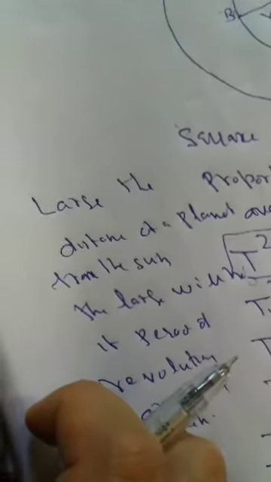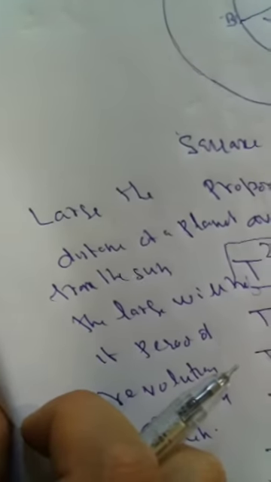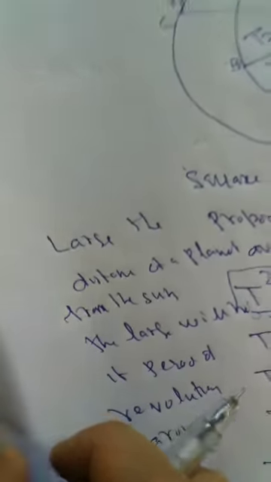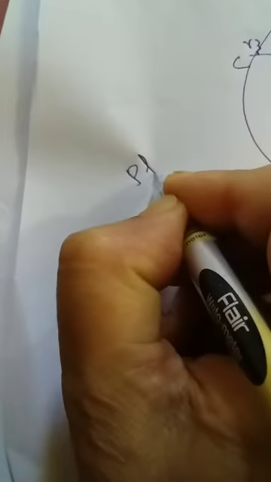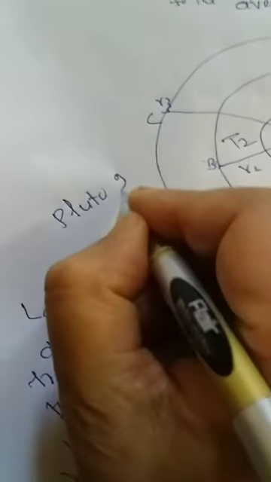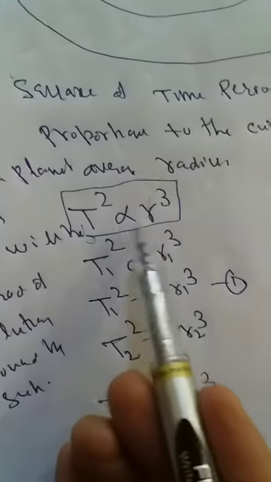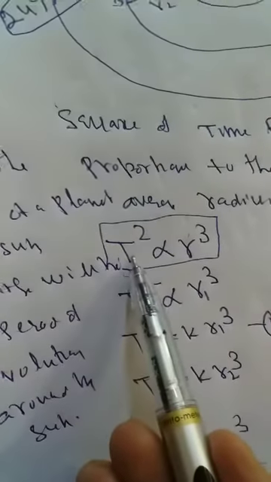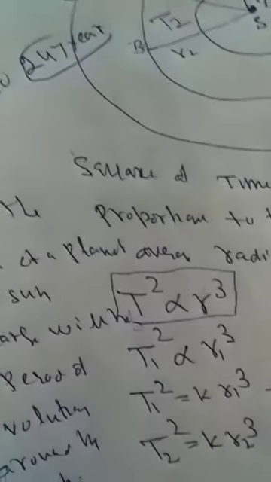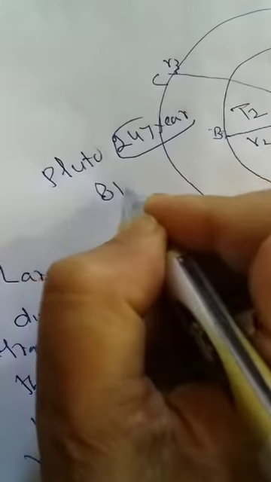That is why we know the planet that is the farthest, Pluto, which is the farthest planet from the sun, lies in the outer ring. Its period of revolution is 247 years. Because from this relation, the nearer the planet, the smaller the time period, and the farther the planet, the larger the time, because they have a direct relation. The nearest planet, Mercury, has a period of revolution of 88 days.